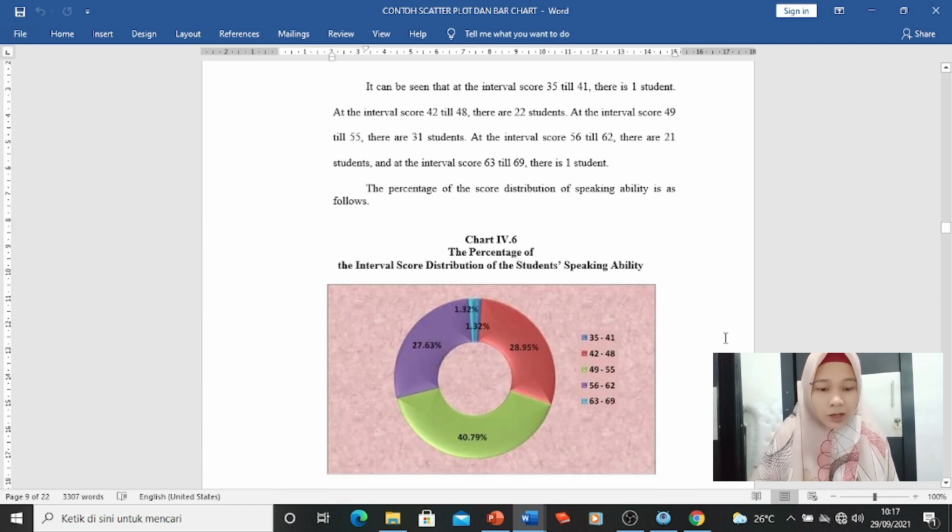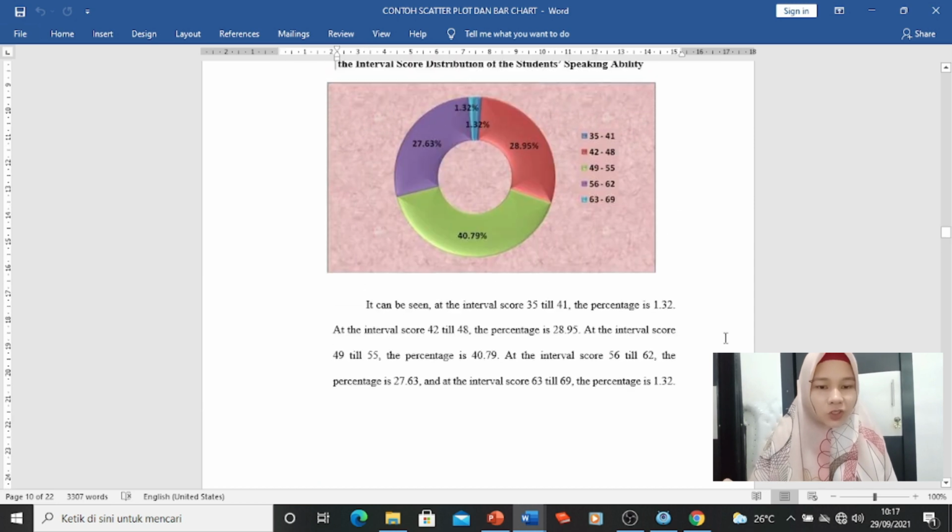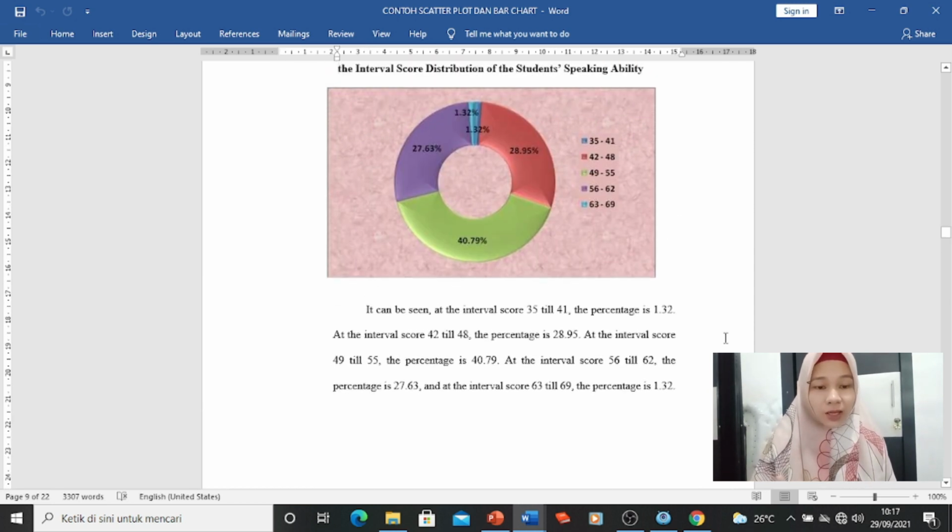This is another kind of cute pie chart. This is also a pie chart, but I designed this through Microsoft Excel.